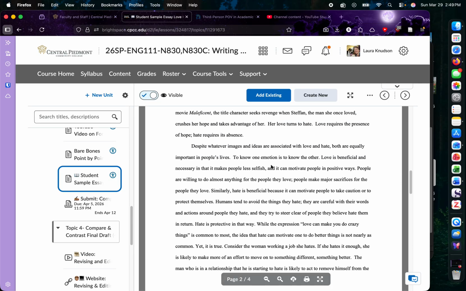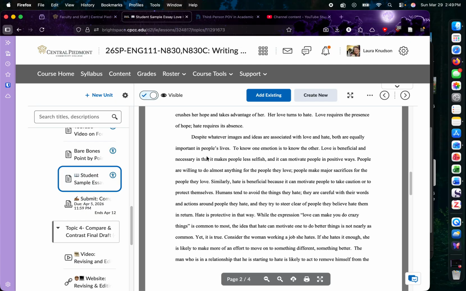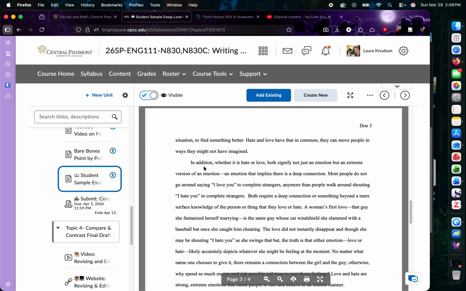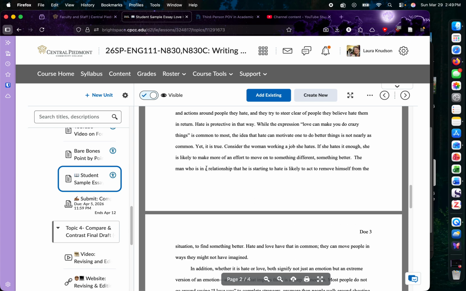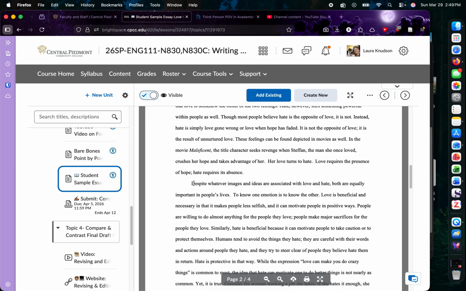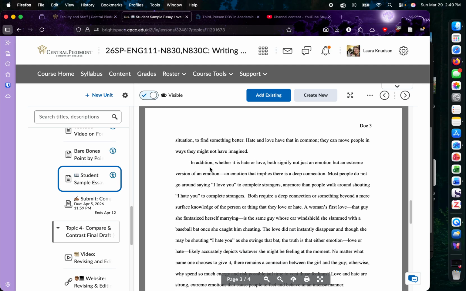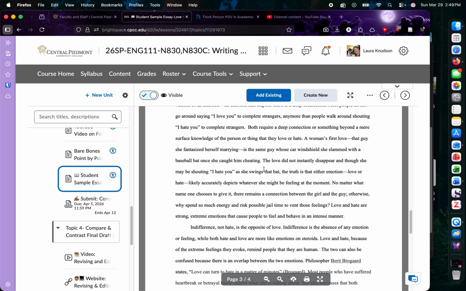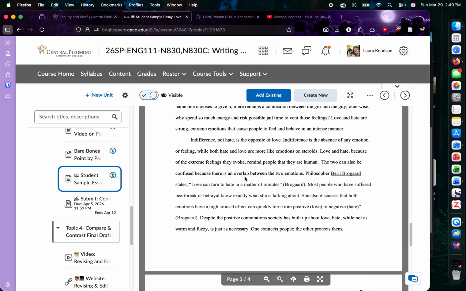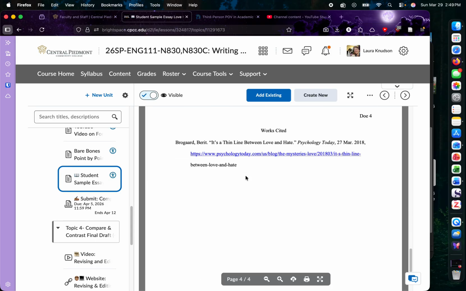Then we get into the next part of the thesis statement, how these two feelings are important. And please pay attention. Also, we've got some really good transitional language here, despite whatever images, etc. In addition, whether it is hate or love, we've got some language that moves the reader from idea to idea, and that's what you want it to do.